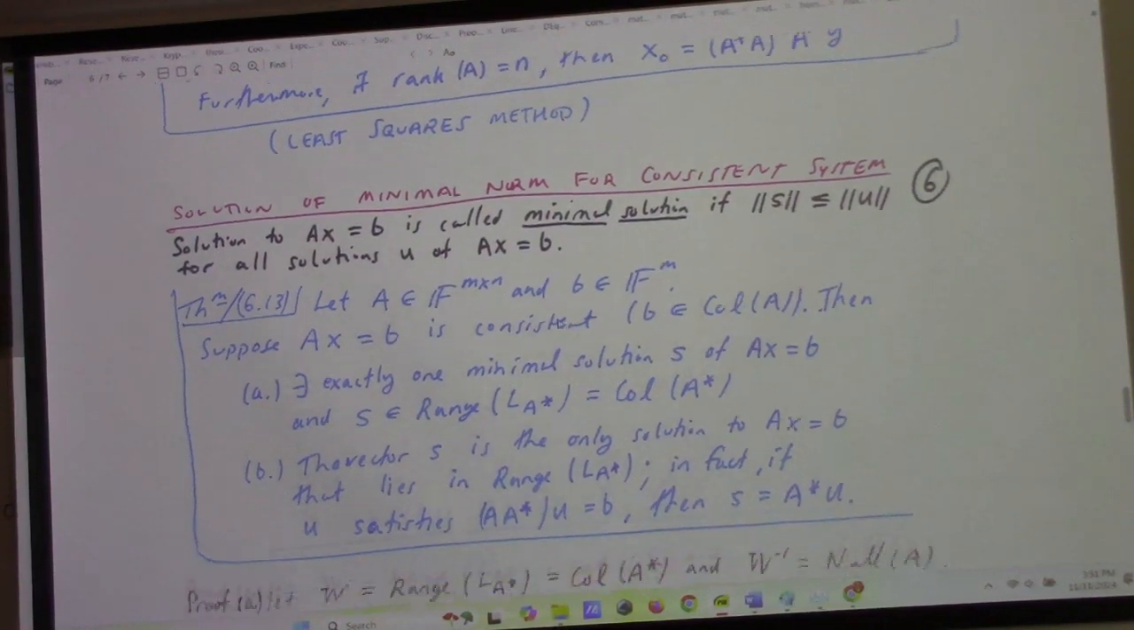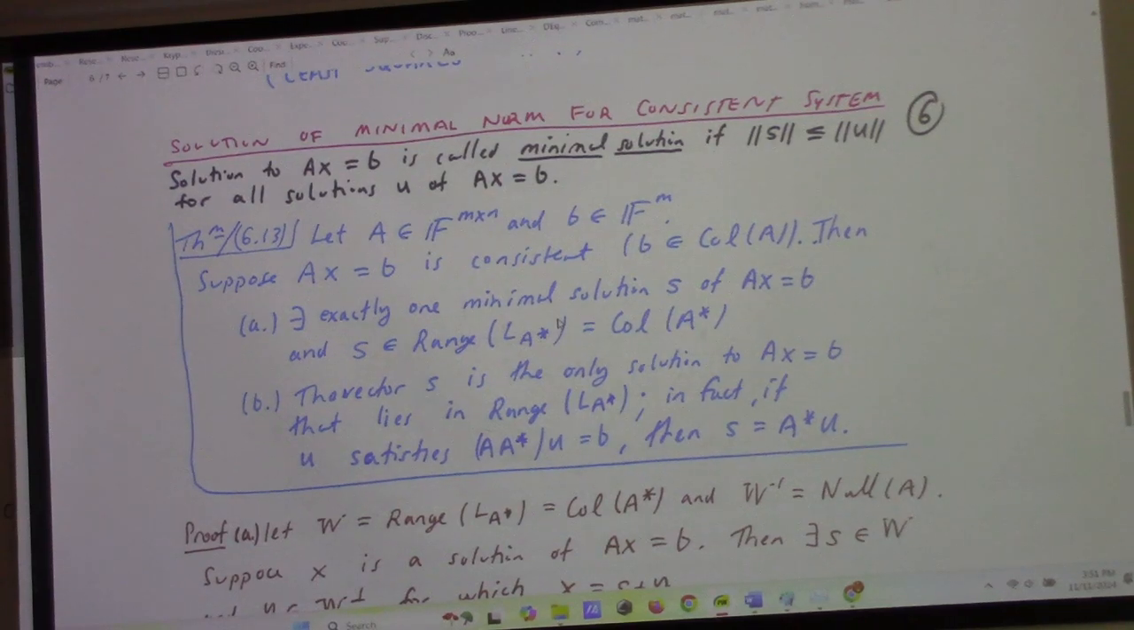So here's the method. Well, the theorem anyway. If AX equal to B is consistent, so that means B is in the column space of A, then there exists exactly one minimal solution S of AX equal to B. And S is an element of the range of the left multiplication by the adjoint of A, also known as the column space of the adjoint of A.